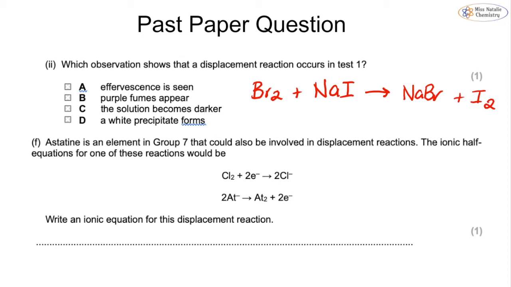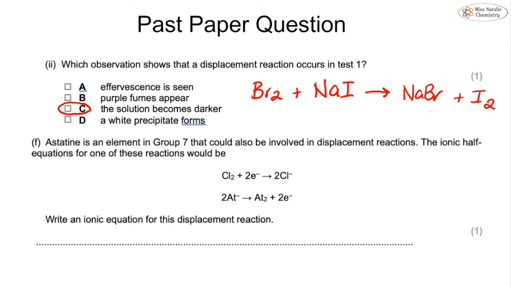So we should see, could it be A, effervescence? Well, no, we're not seeing any gas being formed here. B, purple fumes appear. So whilst we do have vapours of iodine that could be purple, there aren't going to be any vapours here because this is going to all be aqueous. So the solution becomes darker. Well, that's going to be our answer because as we form our iodine, that's going to have a darker colour, so our solution is going to get darker.